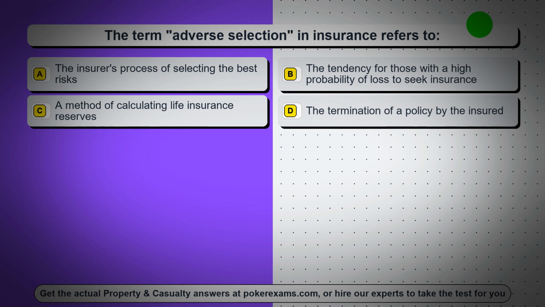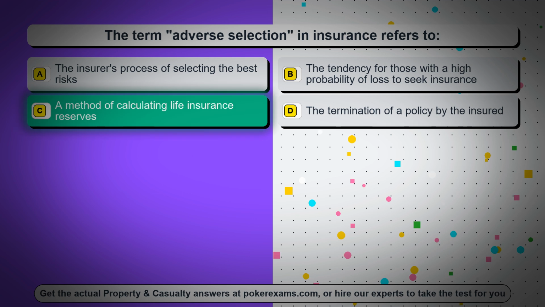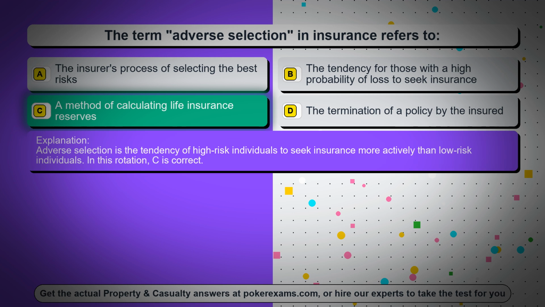Question 27. The term adverse selection in insurance refers to: Option A, the insurer's process of selecting the best risks. Option B, the tendency for those with a high probability of loss to seek insurance. Option C, a method of calculating life insurance reserves. Option D, the termination of a policy by the insured. The correct answer is option C, a method of calculating life insurance reserves. Adverse selection is the tendency of high-risk individuals to seek insurance more actively than low-risk individuals. In this rotation, C is correct.